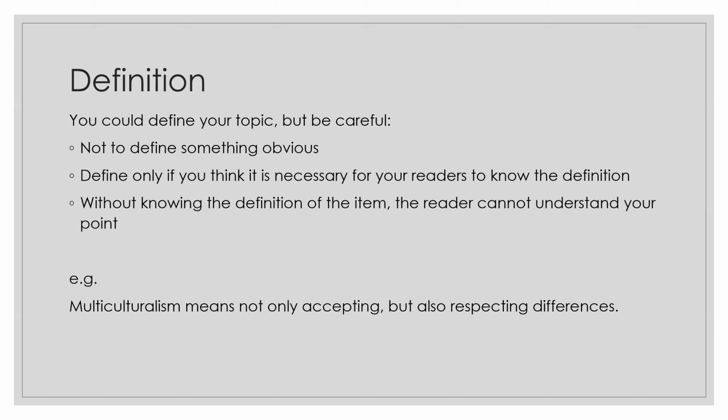For example, once I asked students to write whether or not an honor system works for a coffee shop business in Toronto. Almost certainly, the readers don't know what an honor system in payment is. So you need to provide a definition of what an honor system is and then continue your argument. Okay, so only define the things that you think it is necessary for your readers to know the definition. Without knowing the definition of the item, the reader cannot understand your point. If that's the case, provide a definition. Example of it, multiculturalism means not only accepting, but also respecting differences.